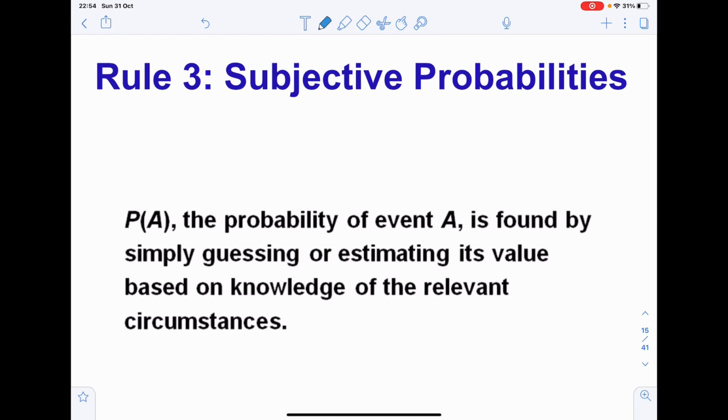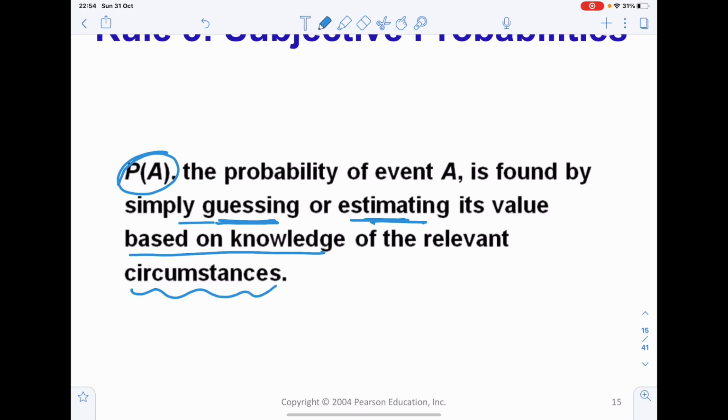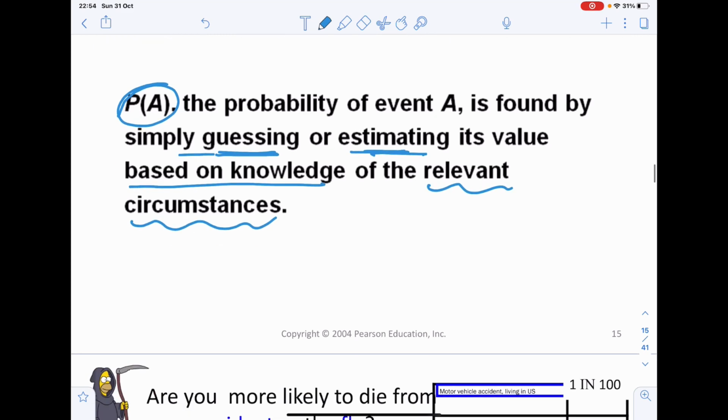What about rule 3, the subjective probability? Here the probability of A is found by simply guessing or estimating. So we obtain the probability of A by expectation or approximation. Its value is based on your knowledge of the relative circumstances. So you depend here on the knowledge, on the information you have about results related to the same event.